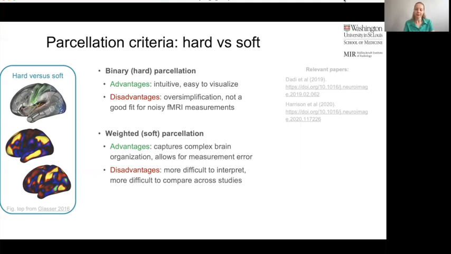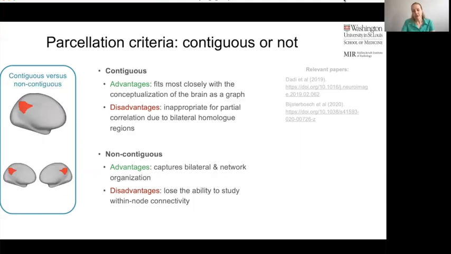The second parcellation consideration that we're going to talk about is whether nodes should be contiguous or not contiguous. A contiguous node is essentially a single blob of spatially interconnected voxels or vertices, whereas a non-contiguous node contains multiple different blobs in separate parts of the brain that are not interconnected. The advantage of contiguous nodes is that it fits most closely with our conceptualization of the brain as a graph, and you can draw lines between different areas in the brain.